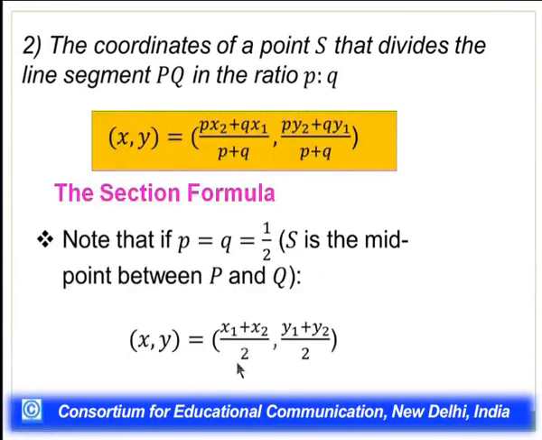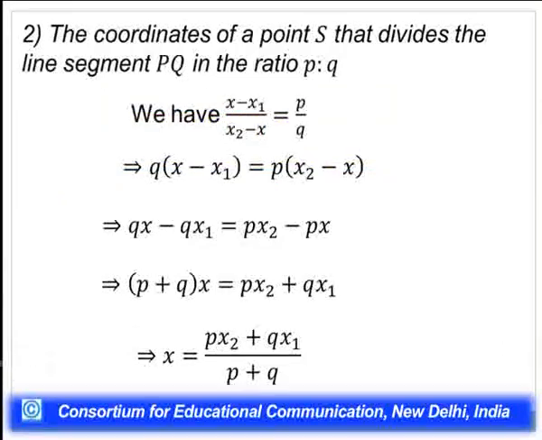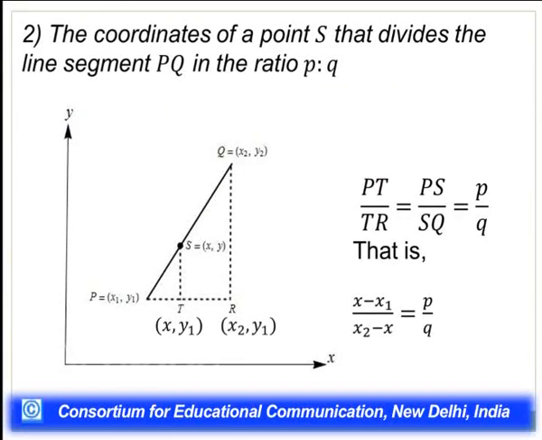And this then is the result for x. Similarly, we can get the result for y, which is that the y coordinate is equal to p times y2 plus q times y1 divided by p plus q. And this is something I'm leaving for you as an exercise.